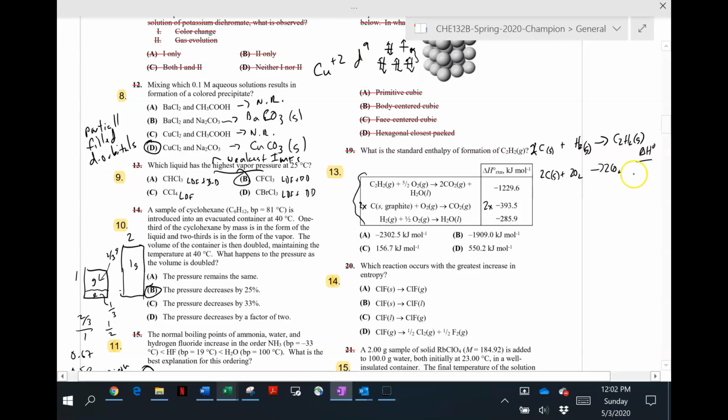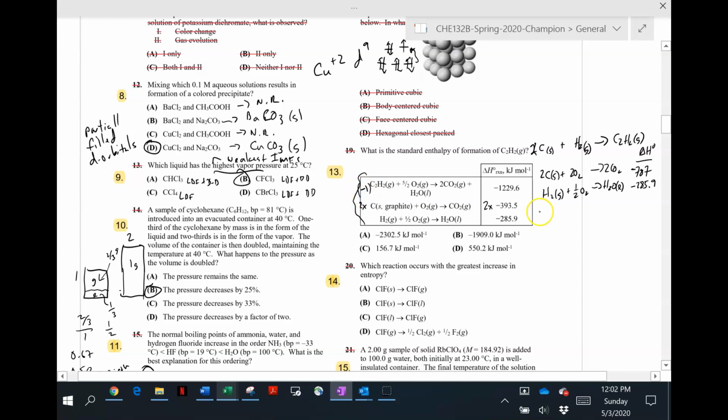So it's negative 787 for that one. Then we need to get our hydrogens here. I just need one: H2 gas plus 1/2 O2 goes to H2O liquid. And that's going to be just as written, negative 285.9.